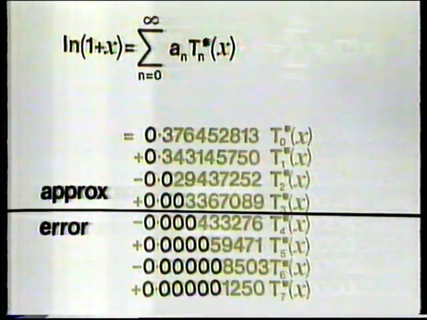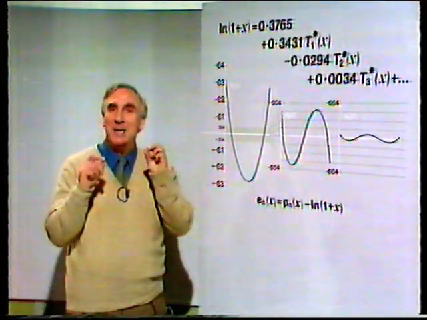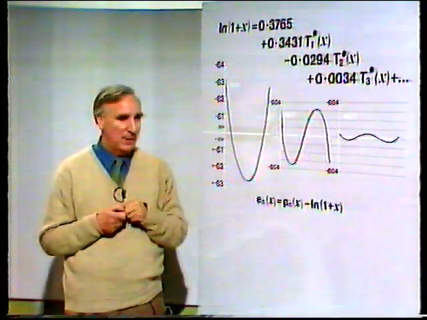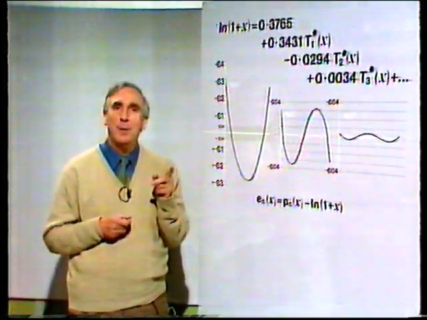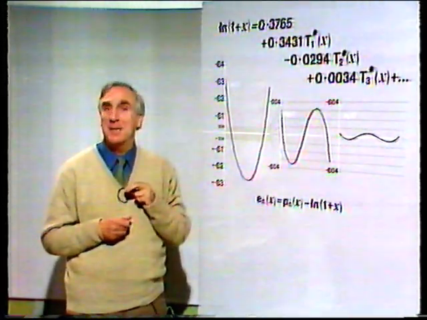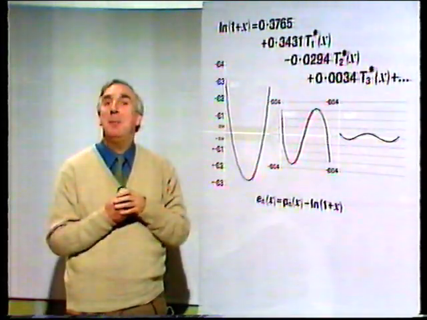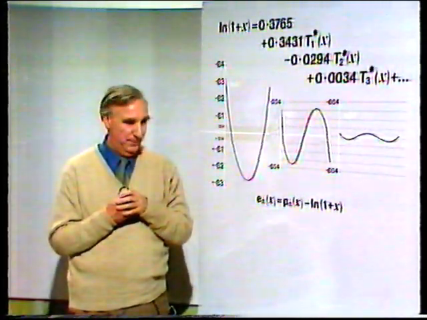How would I get that minimax approximation? Well, of course, I use a Remez algorithm, but for my starting values of x1, x2, x3, x4, I would use the points at which T4 star has its maximum values. So I get very rapid convergence in my algorithm.